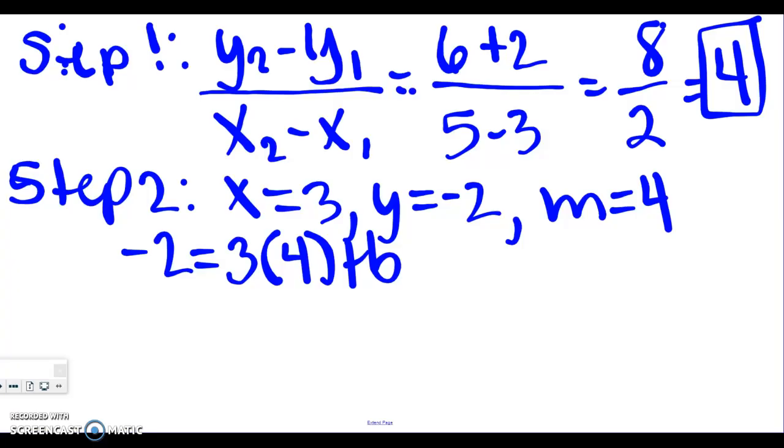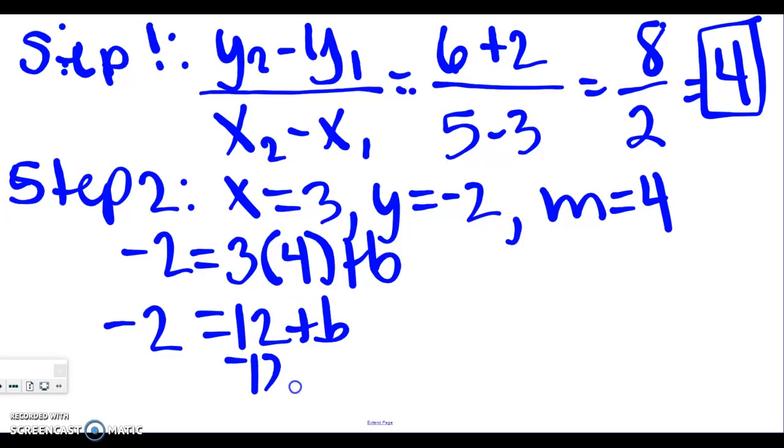So I'm solving for b. -2 equals 12 plus b. So I'm subtracting 12, which is going to make b equal -14.